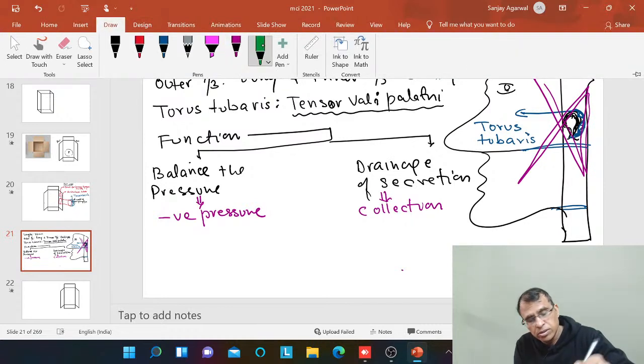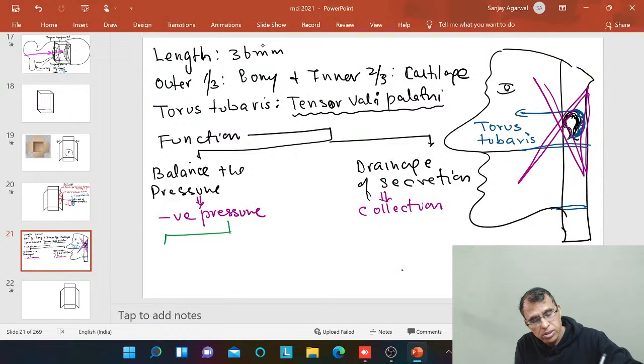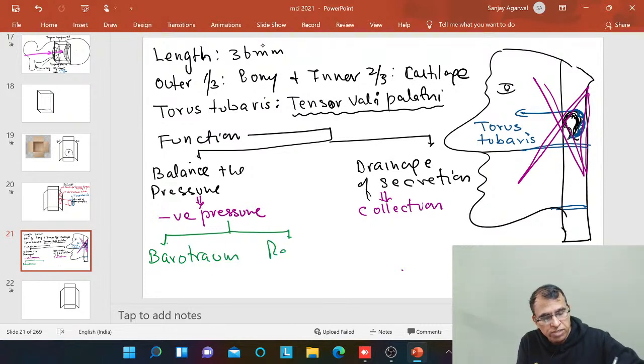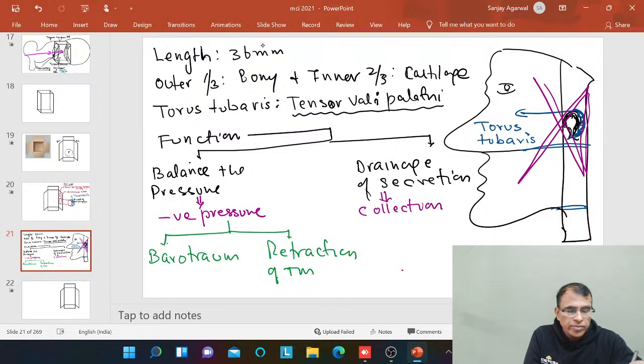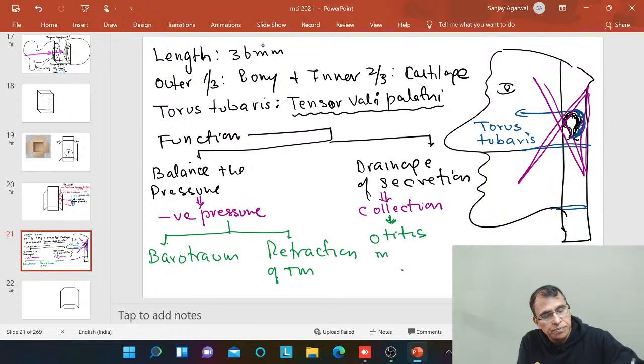Now, negative pressure causes two things. It causes a barotrauma, and it causes retraction of the tympanic membrane. And the collection of secretions will get infected. And infection of the middle ear is called otitis media.